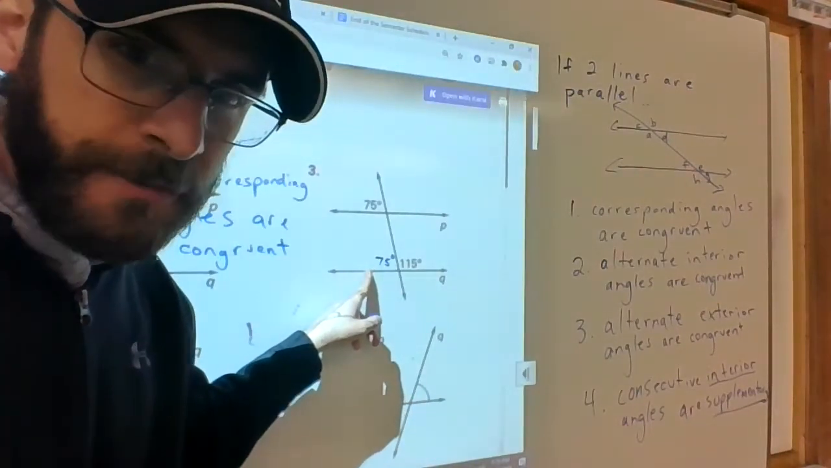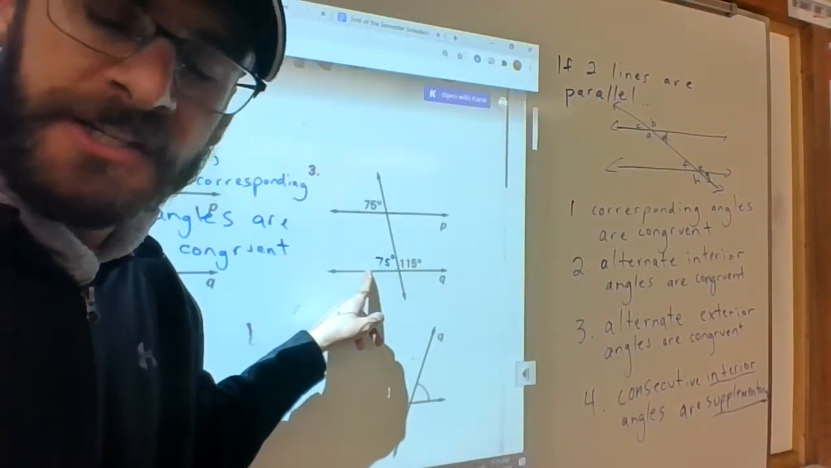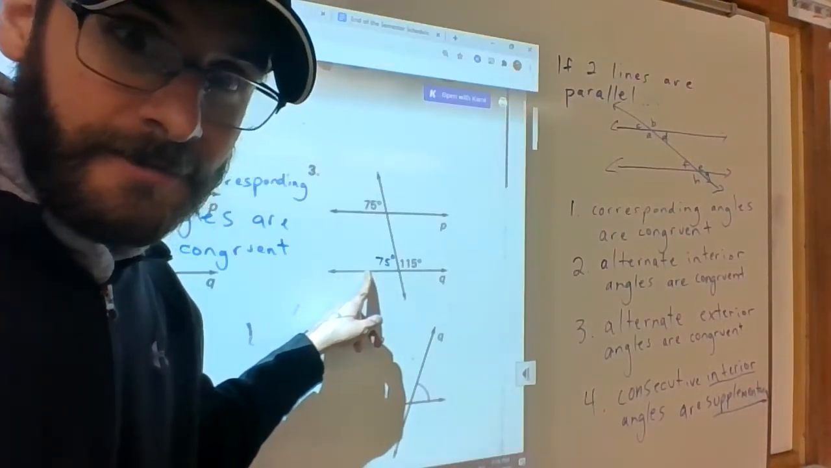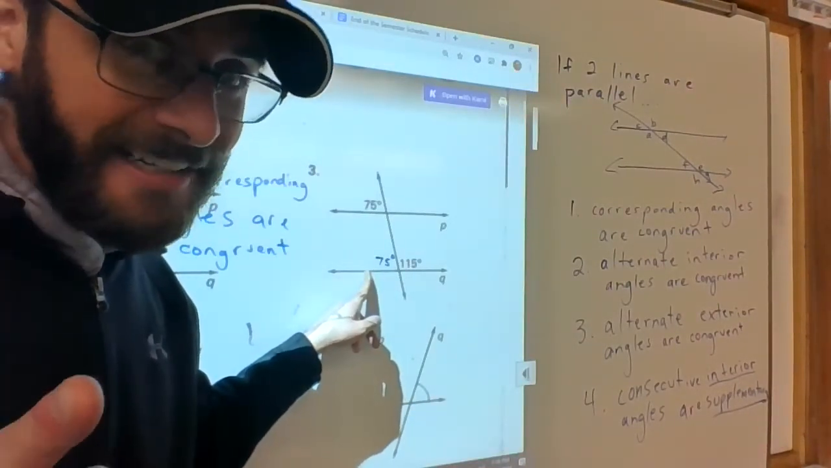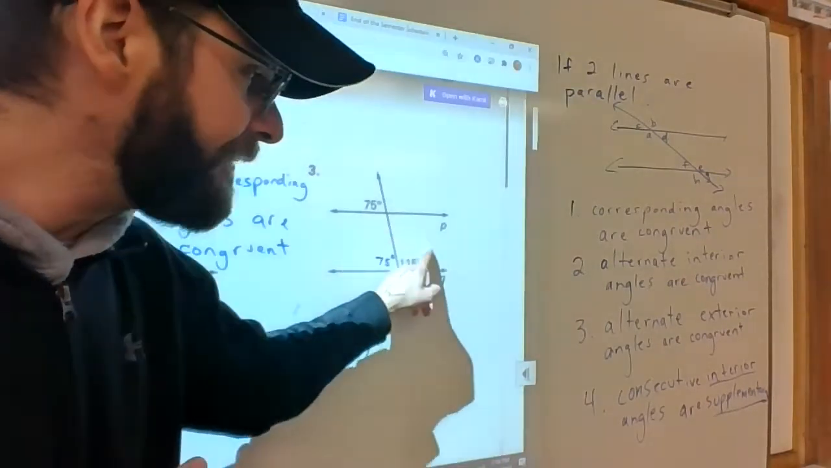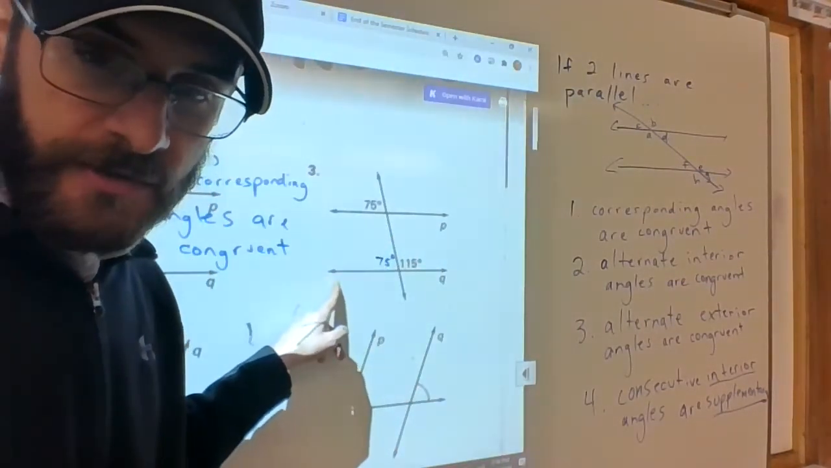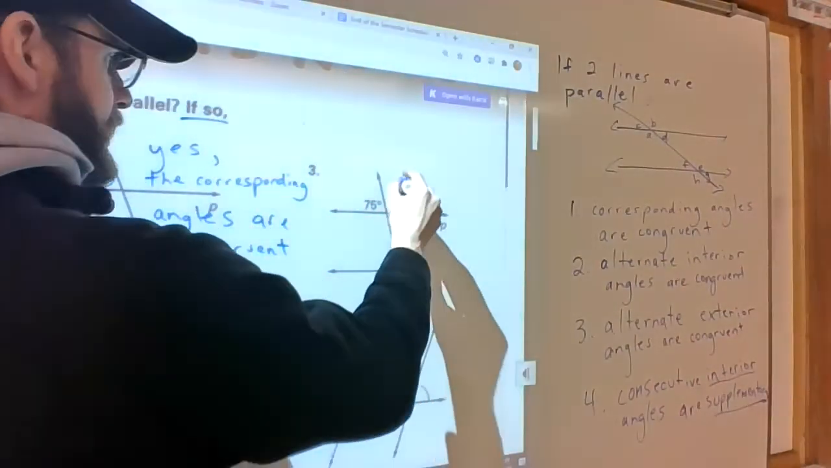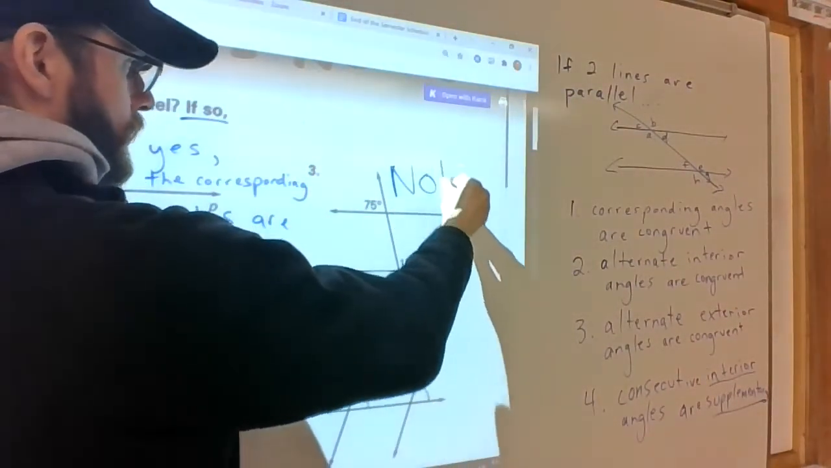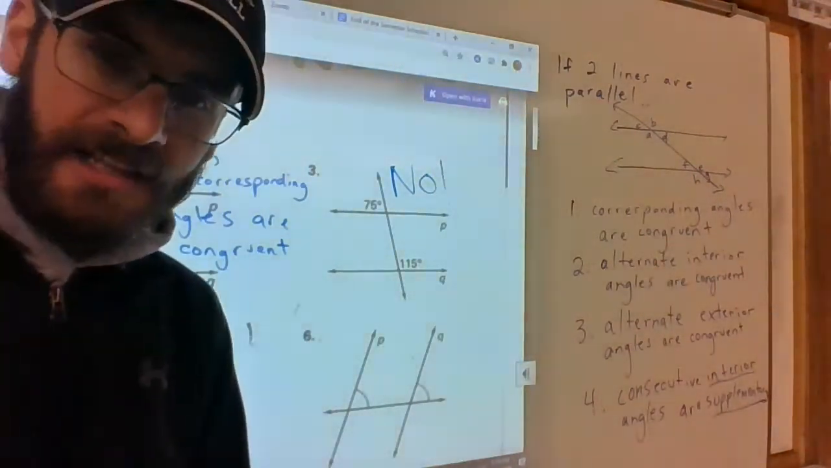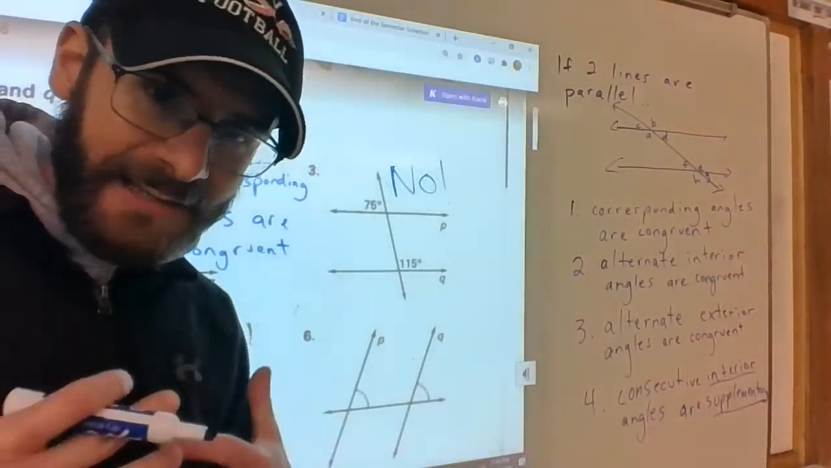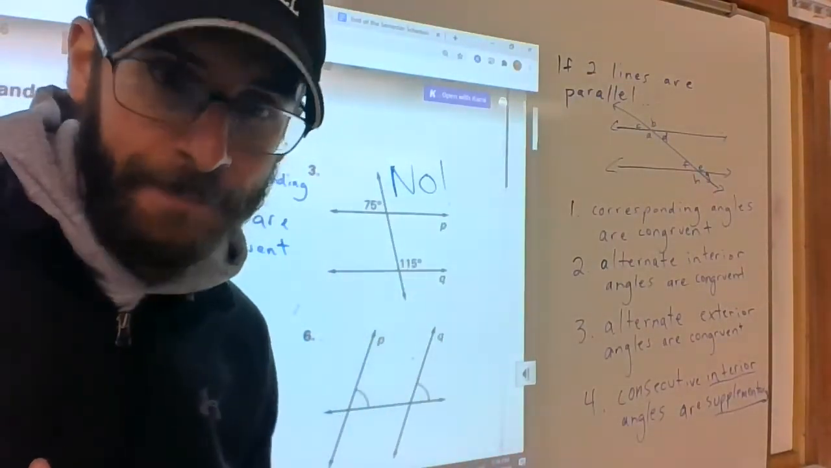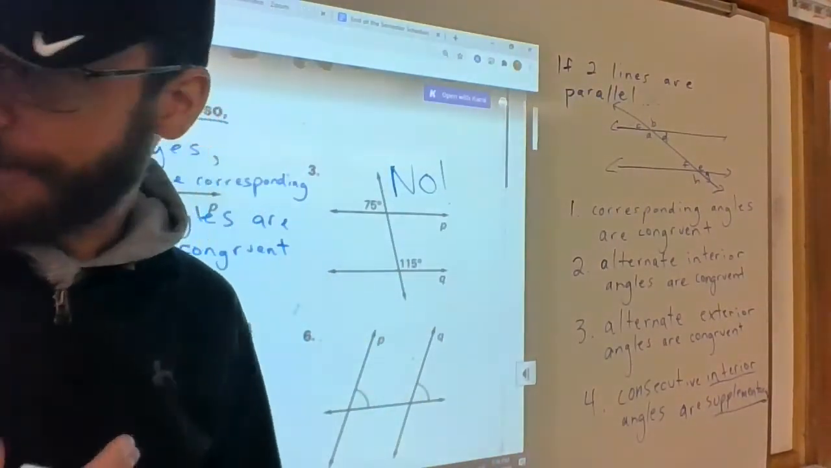What's 115 plus 75? It's 190. Okay, 190 is not 180. And these two have to add up to 180 degrees. So, what's your answer? No. Those aren't parallel lines because they create a 190 degree straight line, which can't happen. So, they're not parallel.